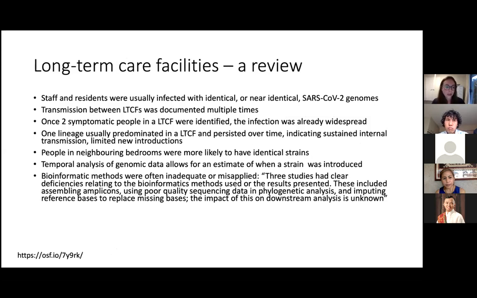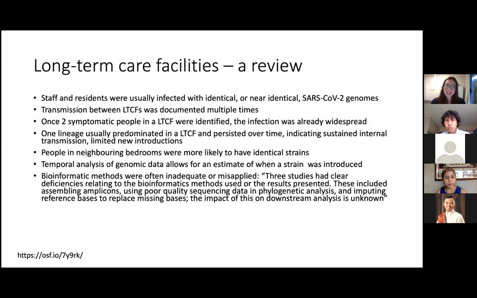There was also a review of long-term care facilities that came out recently, because this is obviously a very high-risk environment for people when thinking about getting COVID. What they found is that usually within a facility, staff and residents share the same strain. One thing has gotten in and it's spread quite successfully. Multiple studies identified transmission between different long-term care facilities, which is concerning.